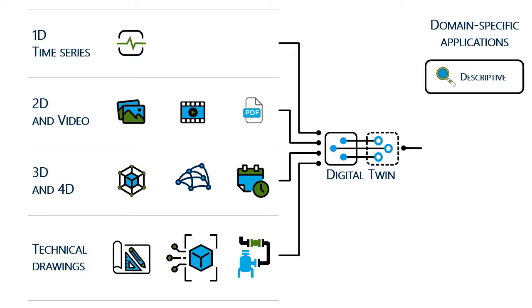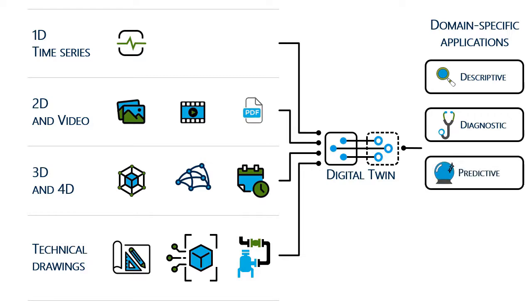Descriptive analytics to understand what's happening. Diagnostics to understand why something's happening. Predictive analytics, you guessed it, to predict what will happen. And prescriptive analytics to suggest optimized actions given a situation. The number of potential applications stemming from these capabilities is astounding.